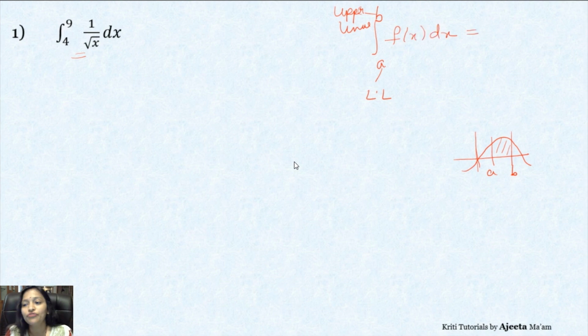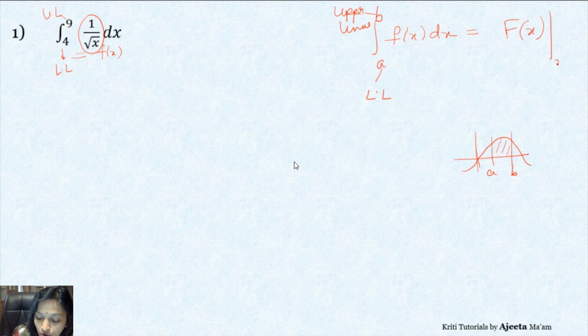So as such, no difference in finding the integration. You will calculate the integration in the same way as you do. Suppose we have 1 upon root x. So in the given question, 4 to 9. 4 is your lower limit and 9 is your upper limit. And 1 upon root x is your f(x). Simple सा question है. Now, how to integrate it? If you have the definite integrals, that is, you have the limits given to you, then you have to integrate in the regular way. That is, you will find the integration of the given function. Then, what about the limits? How to use it? That's the second step.